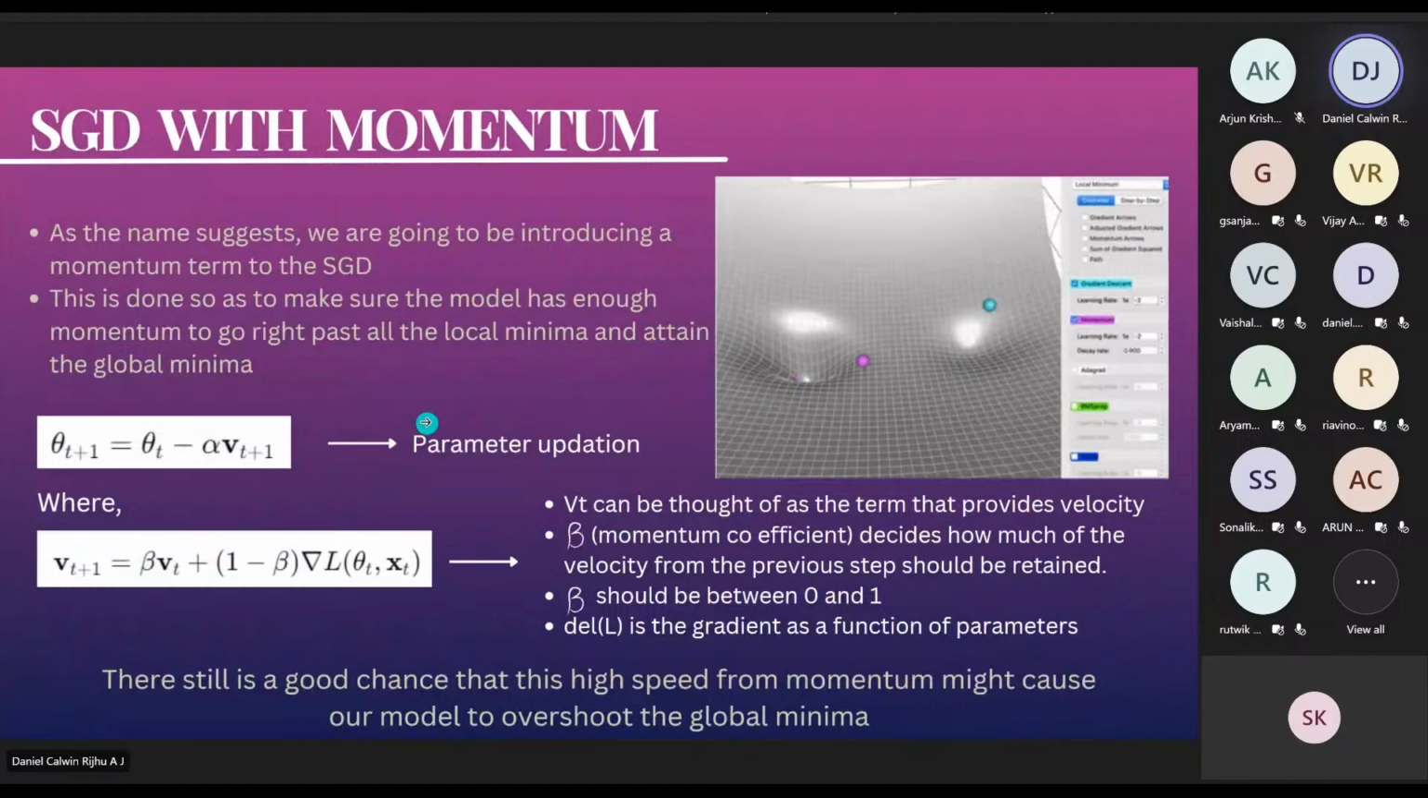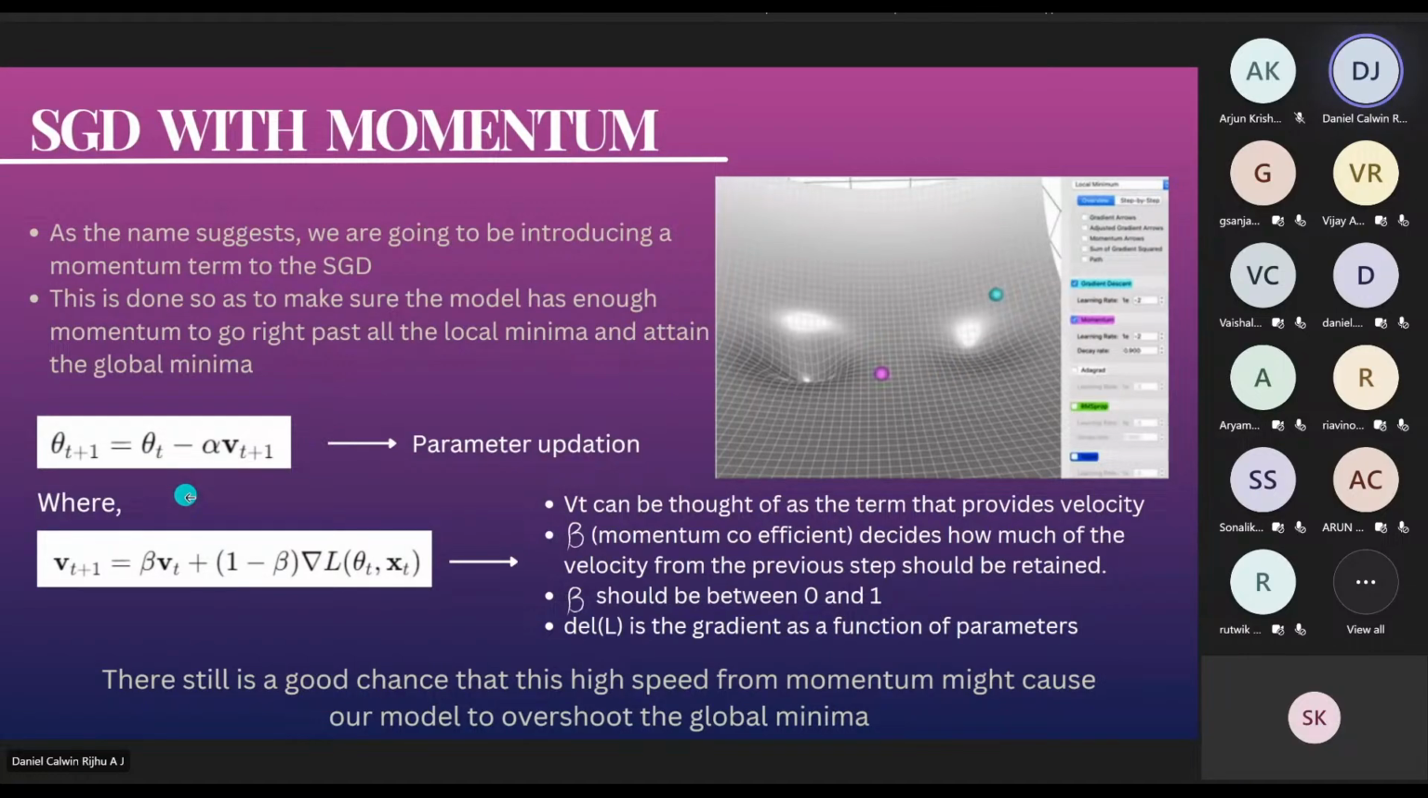So now let's dig into the mathematics behind it. It's not much, but still. So theta, mind it, theta is going to be the parameter over here. So theta t plus 1, t is going to be the number of epochs. So it means that theta t plus 1 is going to be the parameter at the t plus 1th epoch, and theta t is going to be the parameter at the tth epoch.